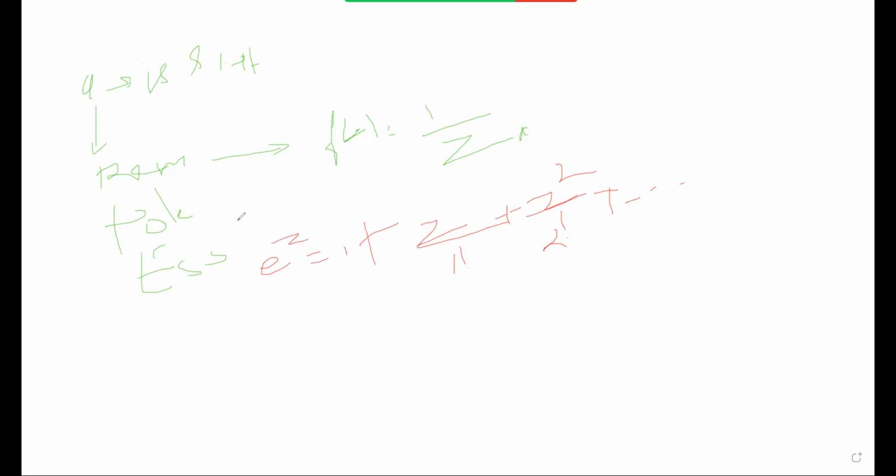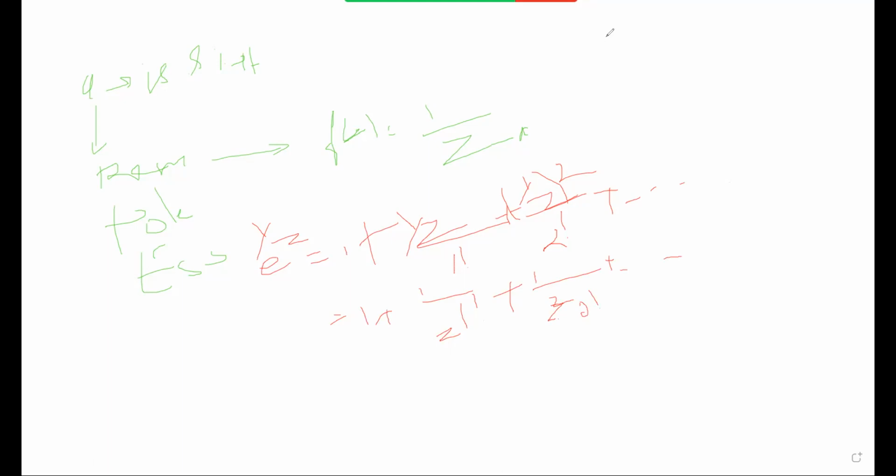For essential singularity, in the place of z, if you replace z by 1 by z, what do you get? 1 plus 1 by z into 1 factorial plus 1 by z square into 2 factorial and so on. In the denominator part, the term z minus 0 occurs an infinite number of times. Therefore, this is an example of essential singularity.